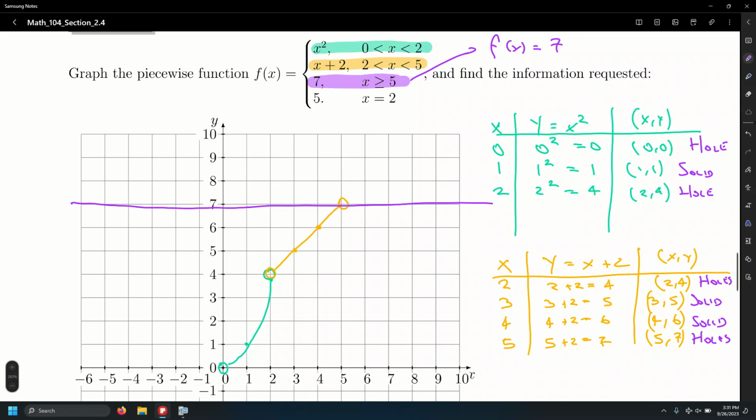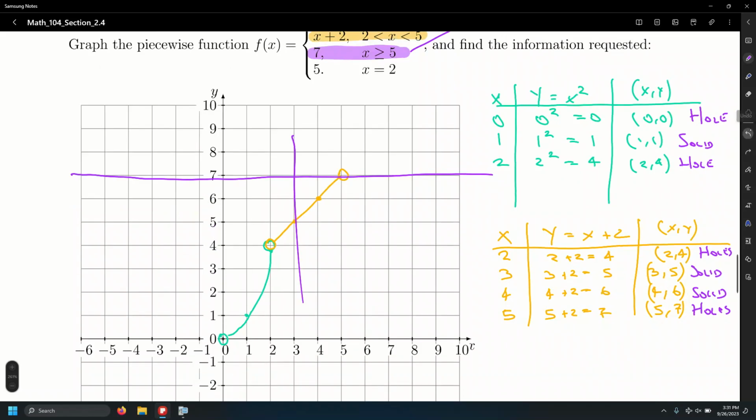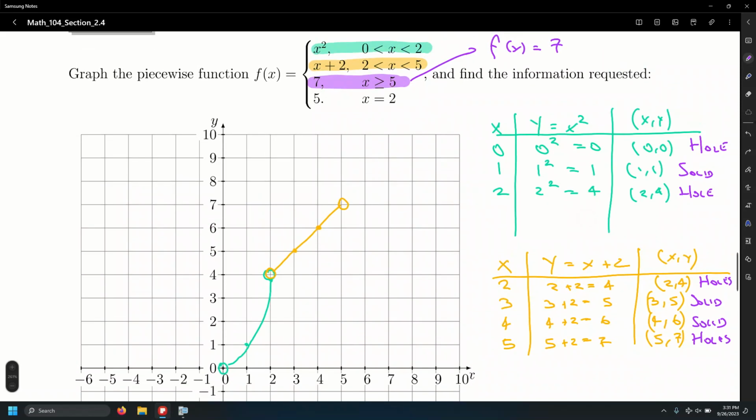However, we don't want the entire line in here. Otherwise, notice how in some places the vertical line test would fail, and that will not be a function anymore. So that'll be only for x greater than or equal to 5, which in this case, that point, x equal to 5, fills in the hole in here for the yellow part.